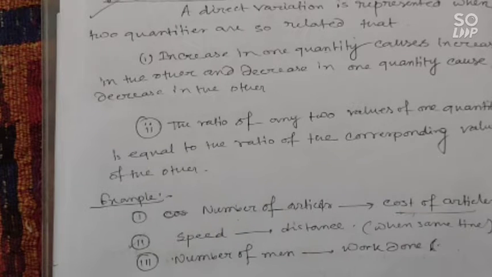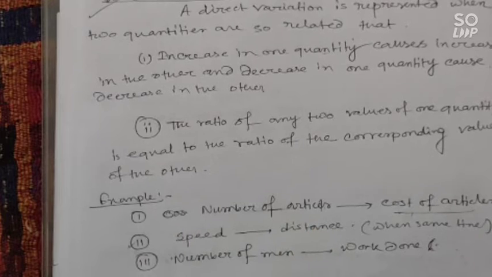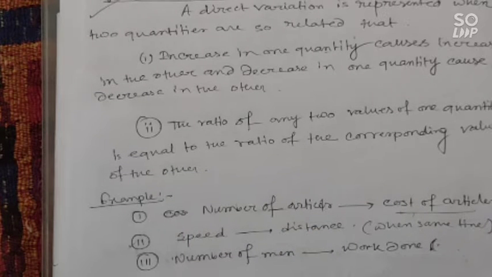When the time is same. So suppose you have visited a place. You will go to visit a place. Then you will go by a car. So if the speed of the car increases, then at the same time you will go more distance.